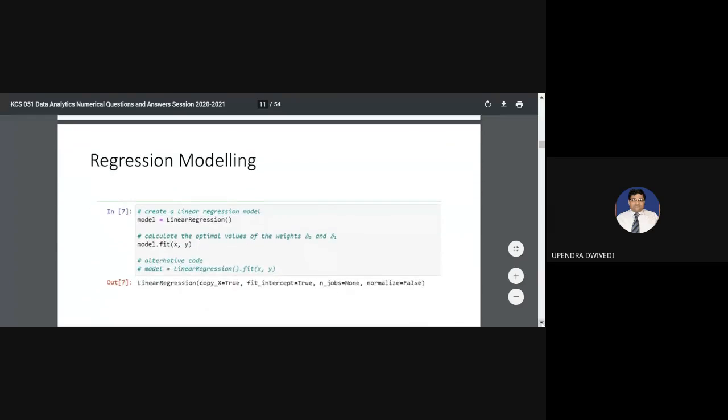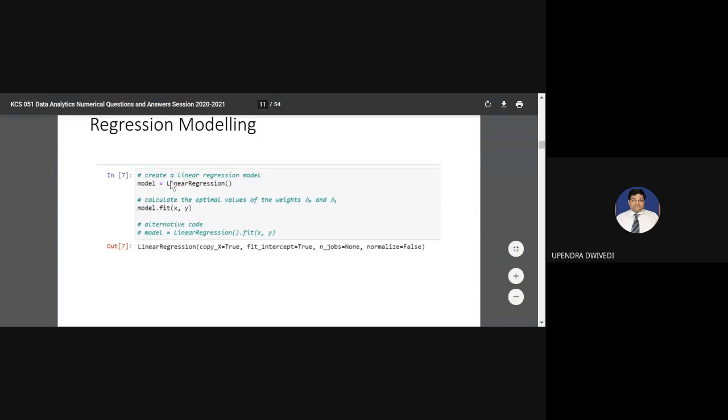Now, how to create a linear regression model in Python? So just call the LinearRegression function, and the return will be stored in the variable model, and we calculate the optimal values of the weights b0 and b1. So just call the fit function from the model and pass the values of x and y. By passing these values, you are actually calculating b0 and b1. So all the code is written inside the linear regression model available with scikit-learn.